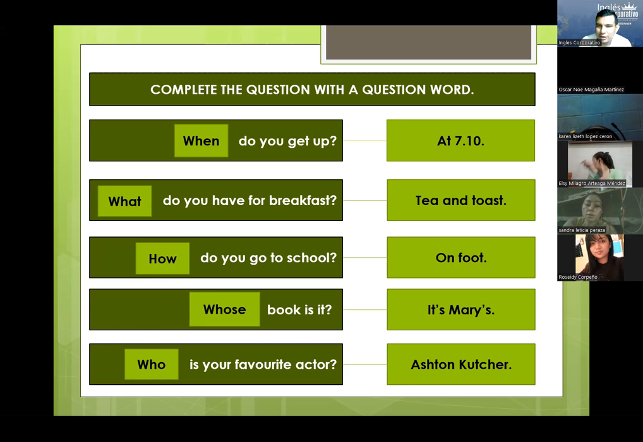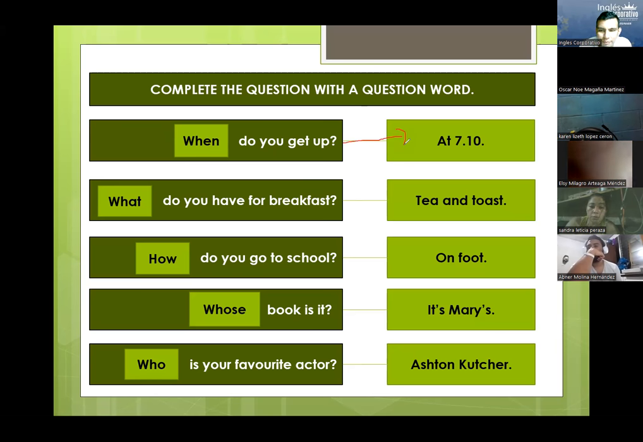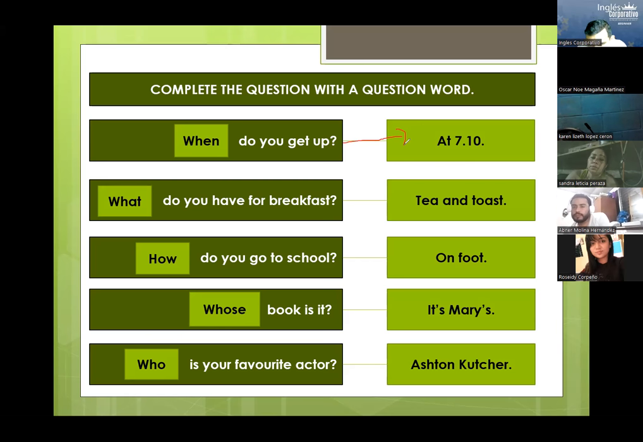Aquí al lado derecho tenemos las respuestas, y al lado izquierdo tenemos las preguntas. ¿Cuál considera usted que es la respuesta de la pregunta número uno? At seven. Exactly. When do you get up? ¿Cómo podríamos contestar? I get up at seven. Number two, what do you have for breakfast? Tea and toast. O puede ser contestada como I have tea and toast for breakfast.